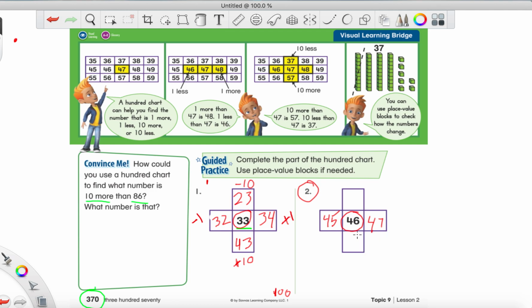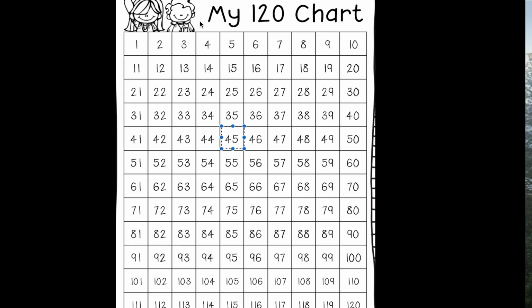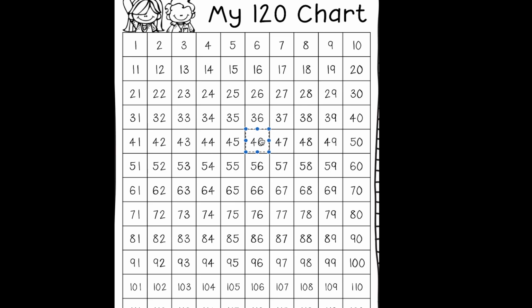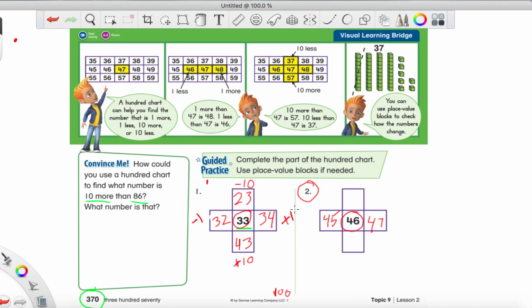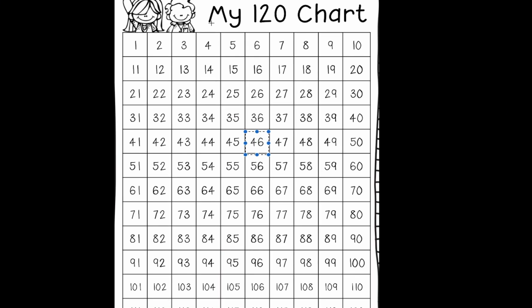Alright, now let's do 10 more than 46. Jump down 1 towards the bigger numbers. And we land on 56. Alright, and our last one is 10 less. So we jump up 1 towards the small numbers, towards that 1, and we land on 36.